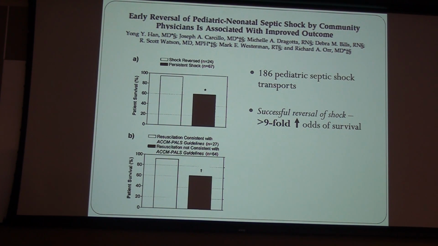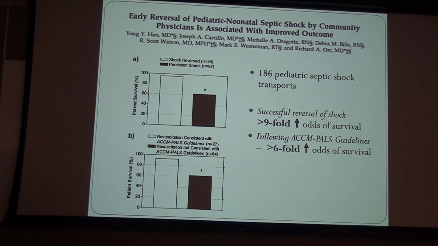So those who had reversal of shock, you can see that nearly 100% of those in the graph on the top survived, whereas only around 60% of those who did not have their shock reversed survived. You'd say, oh, maybe those kids who weren't reversed were just sicker. And they were. Those who died were sicker on presentation. But even adjusting for that risk of mortality, using the pediatric risk of mortality score, those who had their shock reversed early on had 9 times increased odds of survival.